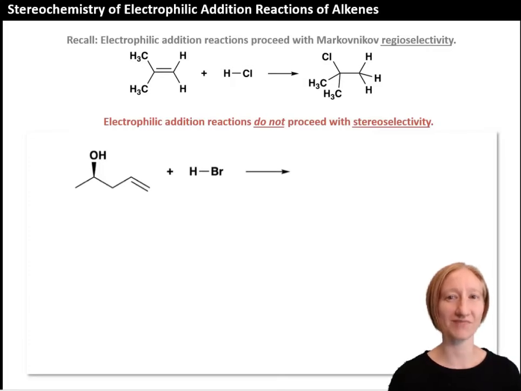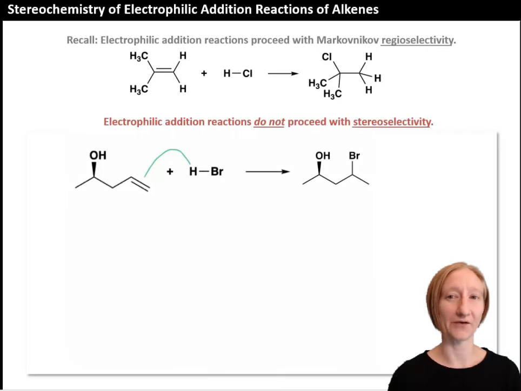As an example, let's start with an alkene in which we already have some stereochemistry defined. In this substrate, there's already a difference between the top and bottom faces of the alkene due to the OH group. So we know that the reaction will proceed to give us regioselectivity, that the bromine will end up on the more substituted carbon. But we don't know if it will be on the same face as the OH or the opposite face. And because these reactions do not proceed stereoselectively, we will get a mixture of the two stereoisomeric products. And that's because the reaction proceeds through a carbocation intermediate.